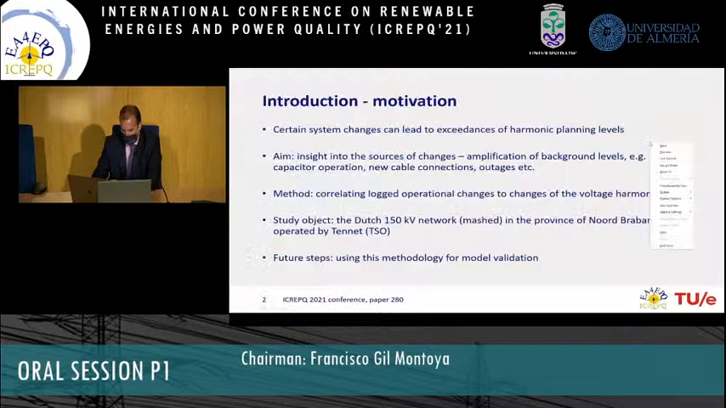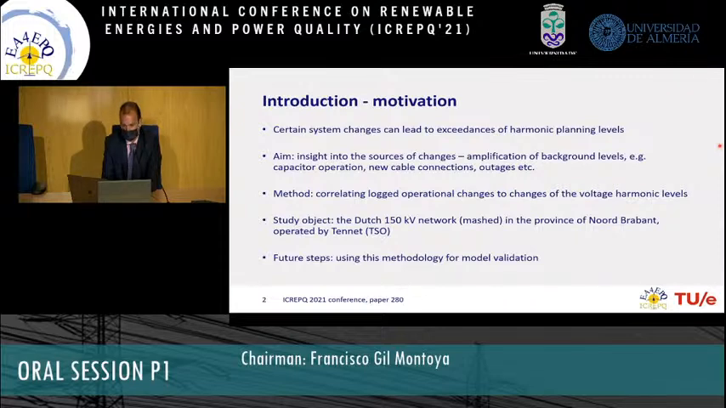So I shall begin with the introduction and motivation. Let me try to also use a laser pointer. The aim of this study was to look into the impact of certain system changes on the harmonic voltage levels in the province of North Brabant in the Netherlands.